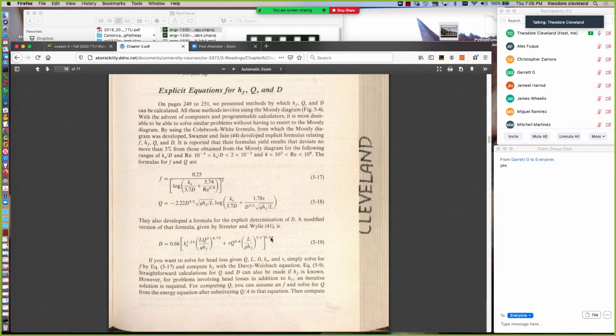So for instance, if you were to forget or lose track of the diameter equation, you can certainly use this Swamee-Jain equation as written here and guess values for diameter and repeatedly calculate it until you recover a value of diameter that returns the correct flow rate under the correct head loss conditions.